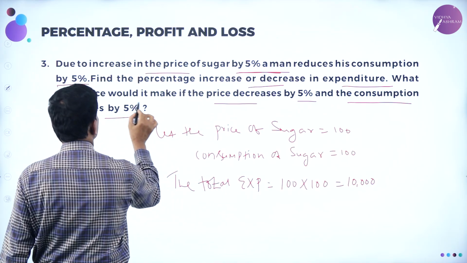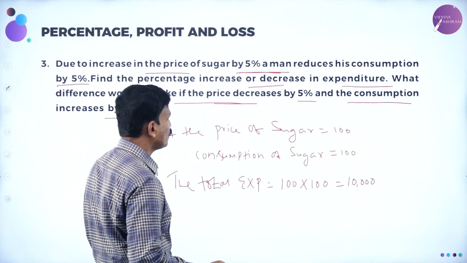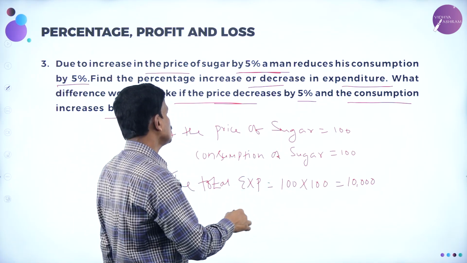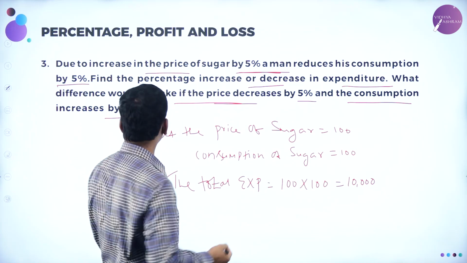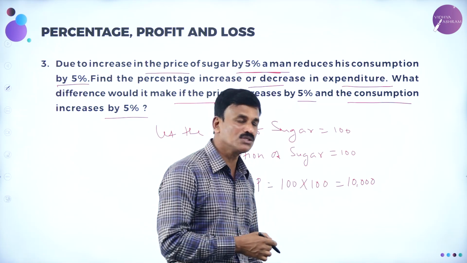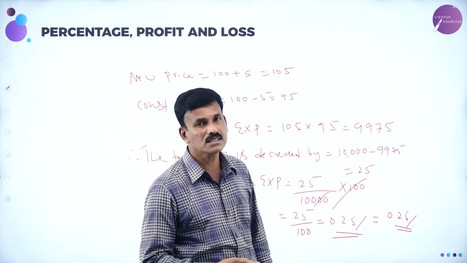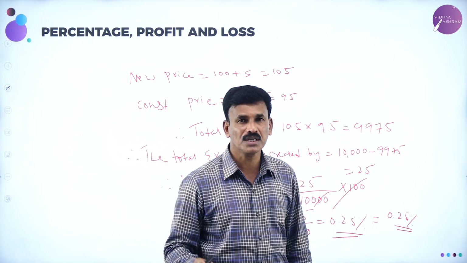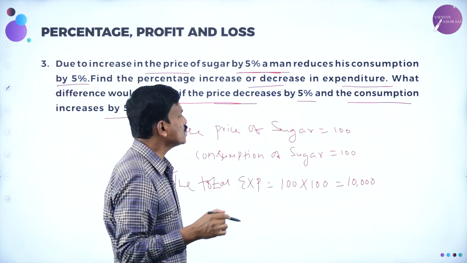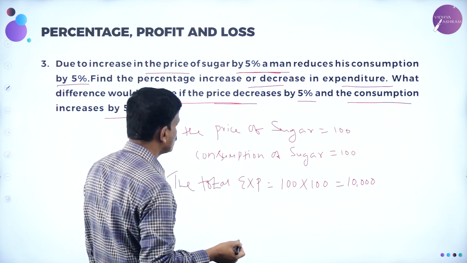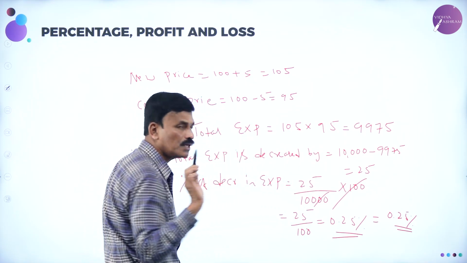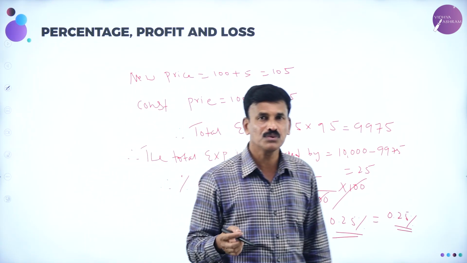Similarly, what difference would it make if the price is decreased by 5% and the consumption is increased by 5%? If the price is decreased by 5% and the consumption is increased by 5%, then the percentage will remain the same. That is 0.25% itself. For the second case also, it will be the same. The percentage of decrease in the expenditure is also 0.25. That's it. Okay. Hope you followed.